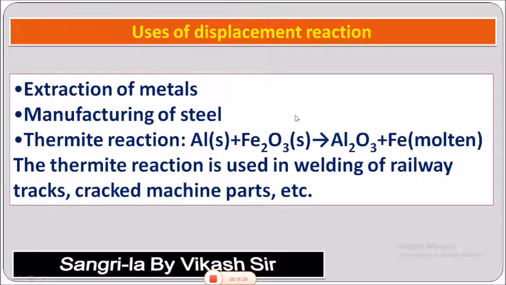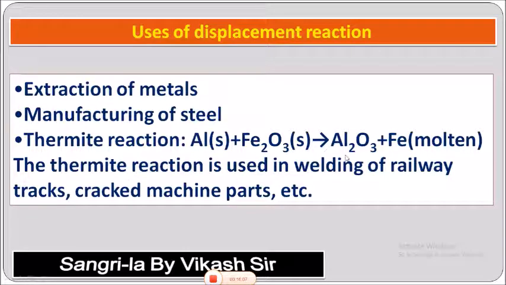Now uses of displacement reaction: where do we use displacement reaction? So dear students, by displacement reaction we extract metals, or we can say in the extraction of metals we use displacement reaction. In manufacturing of steel we use displacement reaction. For example, the thermite reaction, that is aluminum reacts with Fe2O3 and gives Al2O3 plus molten iron. The thermite reaction is used in welding of railway tracks, cracked machine parts, etc.